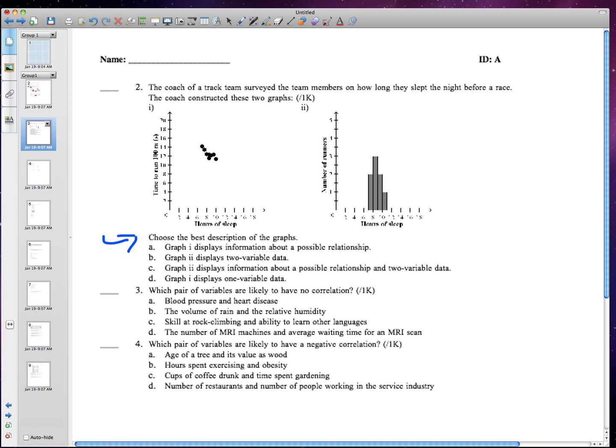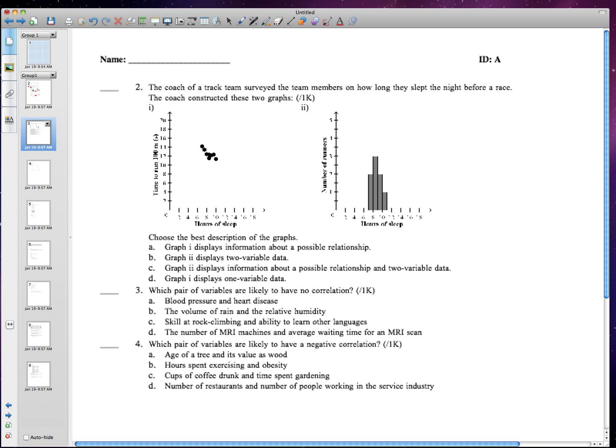It says that graph 1, this is question A, displays information about a possible relationship. So we have hours of sleep, time to run the 100 meters. In the other one, we have hours of sleep and number of runners. So A, graph 1 displays information about a possible relationship. B says graph 2 displays 2 variable data. C says graph 2 displays information about a possible relationship and 2 variable data. And graph 1 displays 1 variable data.